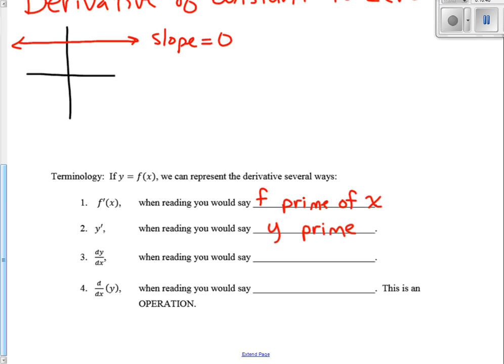The third way is spoken when you say it, dy dx, and that means the change in y over the change in x, which is your rate of change. And the last way is saying d dx of y. The key to that one is that this is an operation. It tells you to take the derivative of y, as opposed to the others, which say the derivative is something.